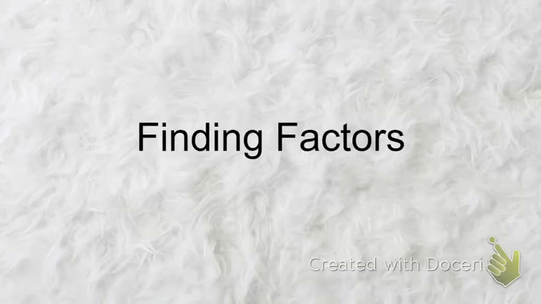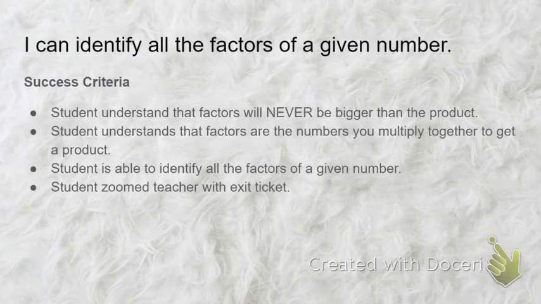So today for math, we are working on finding factors. Our learning target is I can identify all the factors of a given number, and our success criteria are: student understands the fact that factors will never be bigger than the product. Student understands that factors are the numbers you multiply together to get a product. Student is able to identify all factors of a given number. Student is successful with the exit ticket. So you have to be able to do all of those things in order to be considered successful.